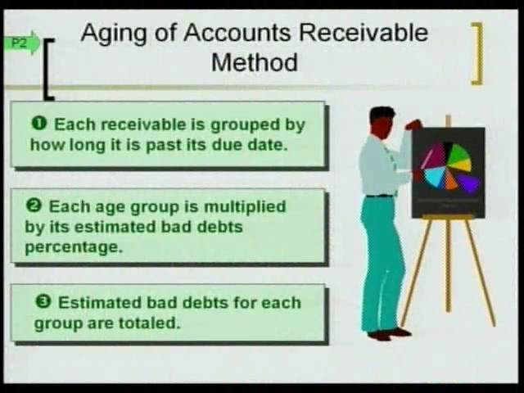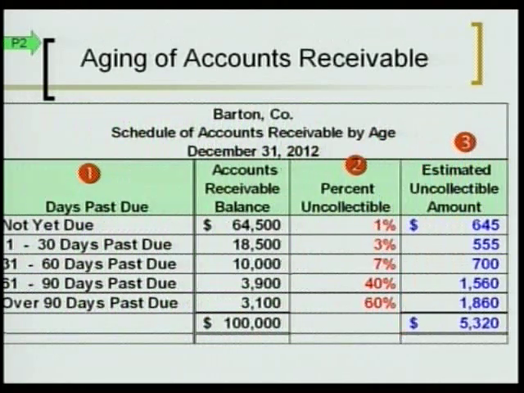So here's what they do. They group each receivable by how long it is past due, and then they take each age group multiplied by a bad debt percentage. And obviously the older accounts, there is an increased chance of non-collection. Okay, and then we total those up. Let's take a look.